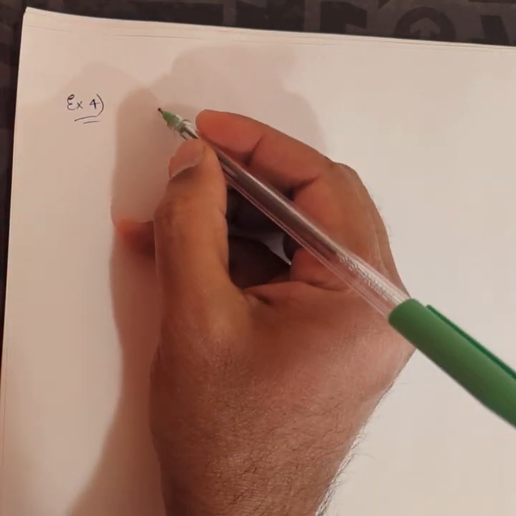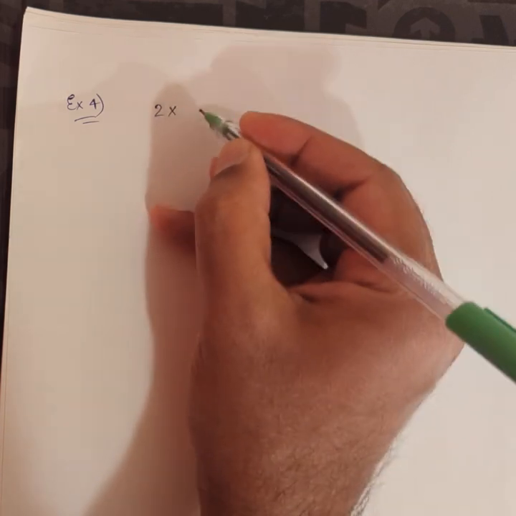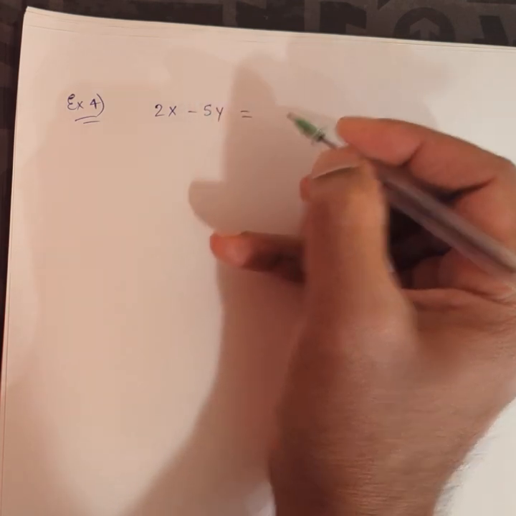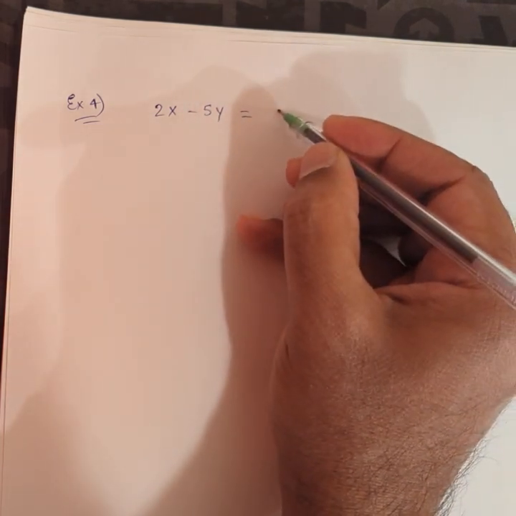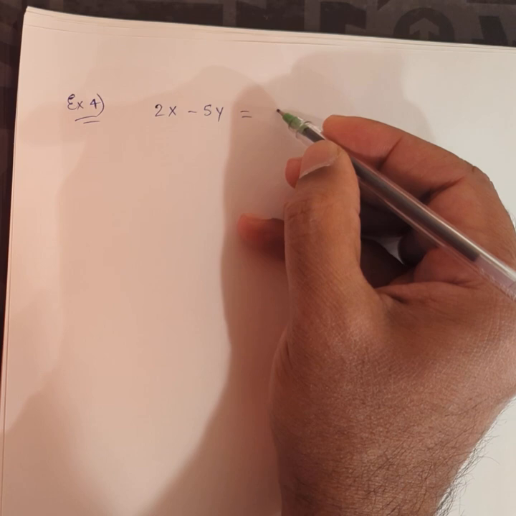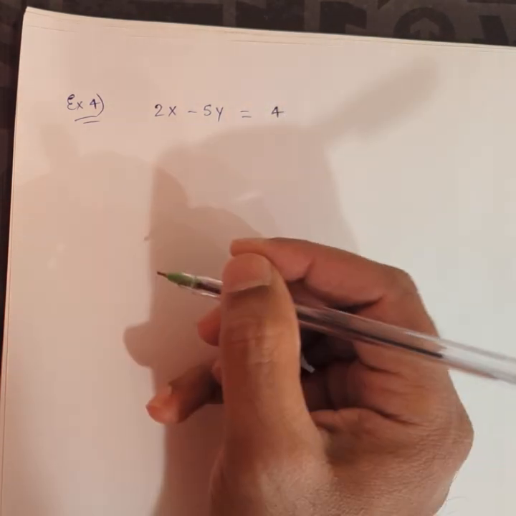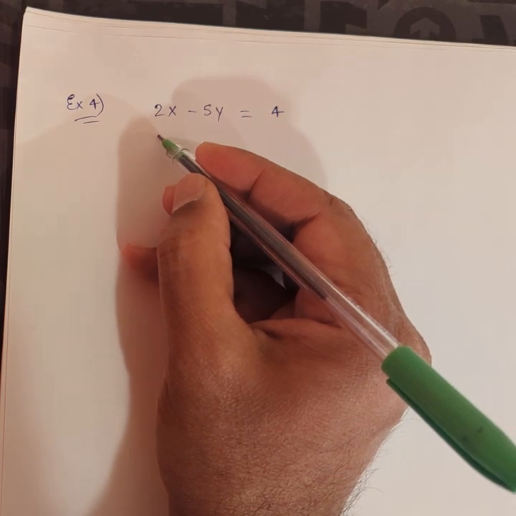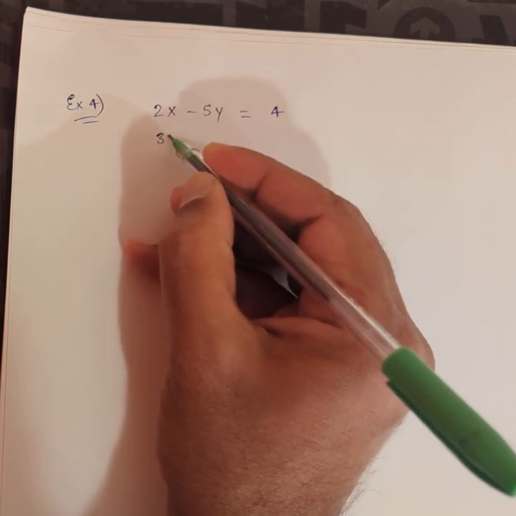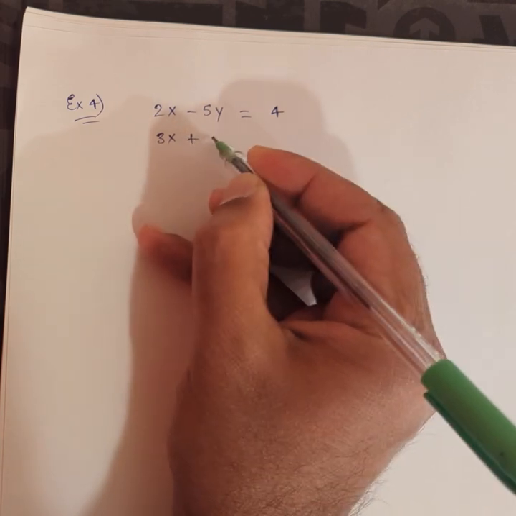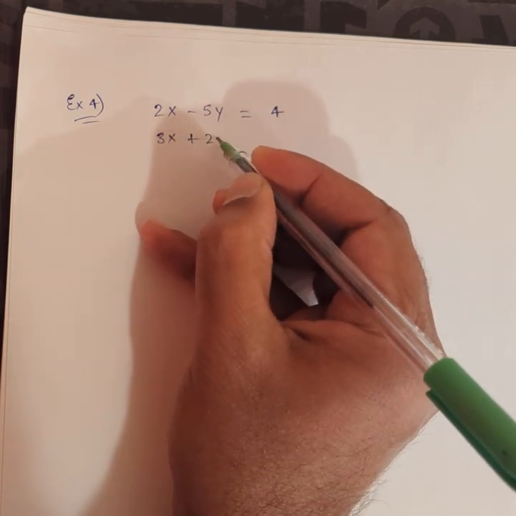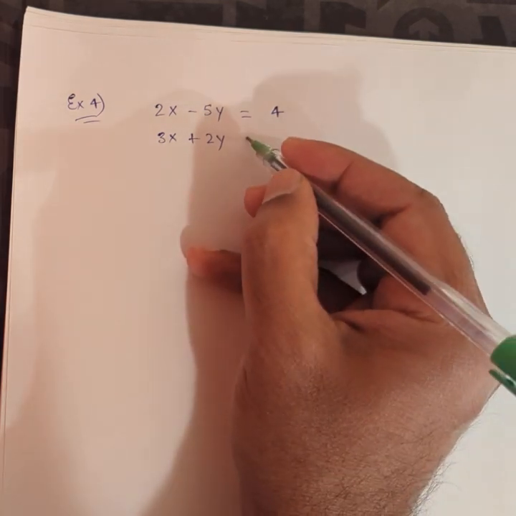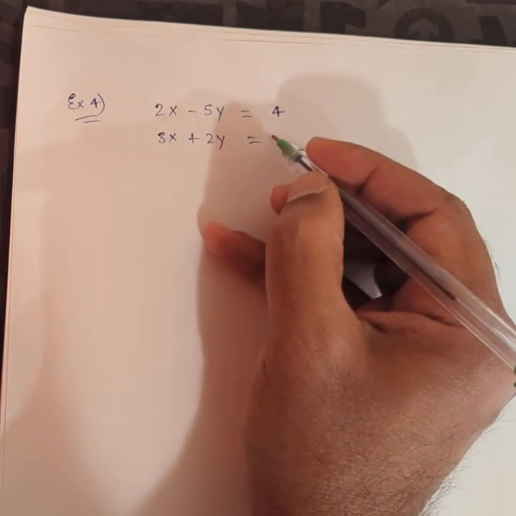So say I have 2x minus 5y equal to 4, say, and then let's say this is 3x plus 2y equal to 25.